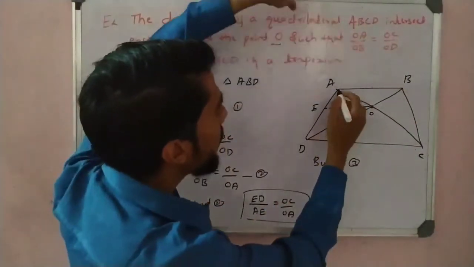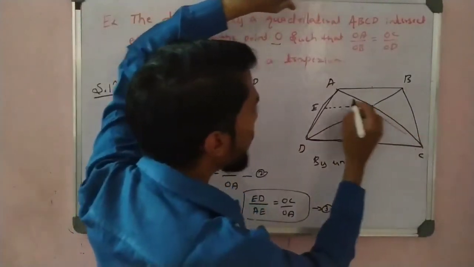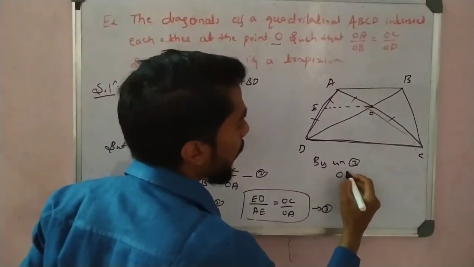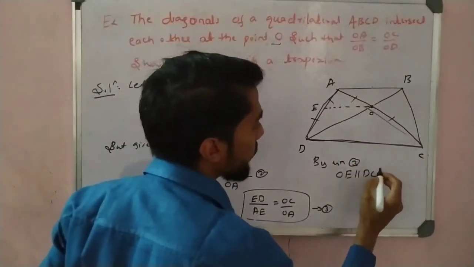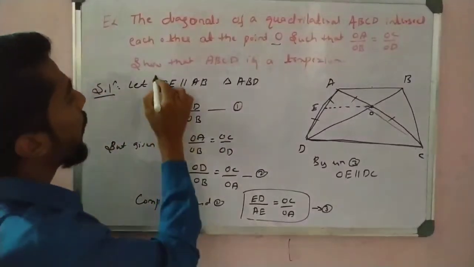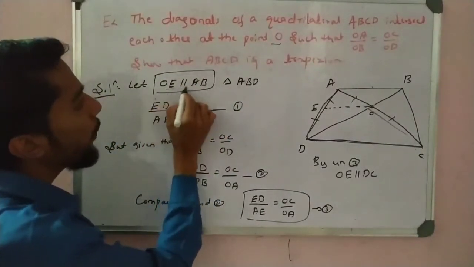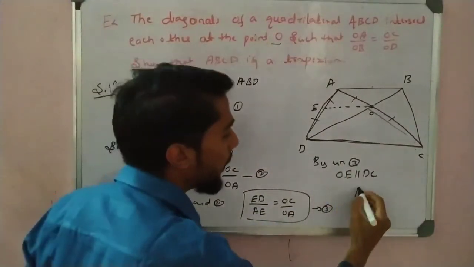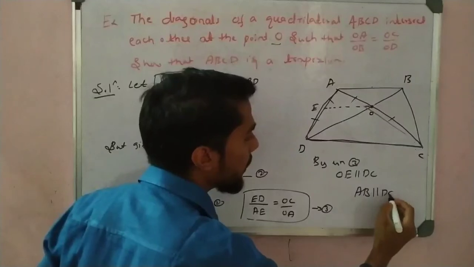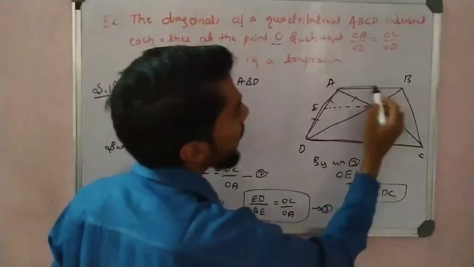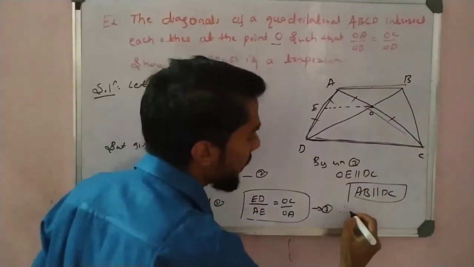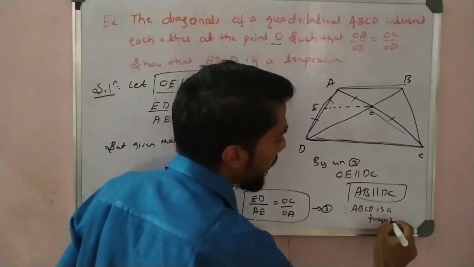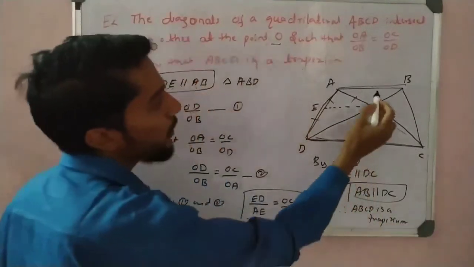So what does it mean? If in this triangle, these two sides are proportional with these two sides, therefore OE is also parallel to DC. OE is also parallel to AB and OE is also parallel to DC, which means that AB is parallel to DC. So ABCD is a trapezium. Clear? In the starting I said that I have to prove that AB is parallel to DC.